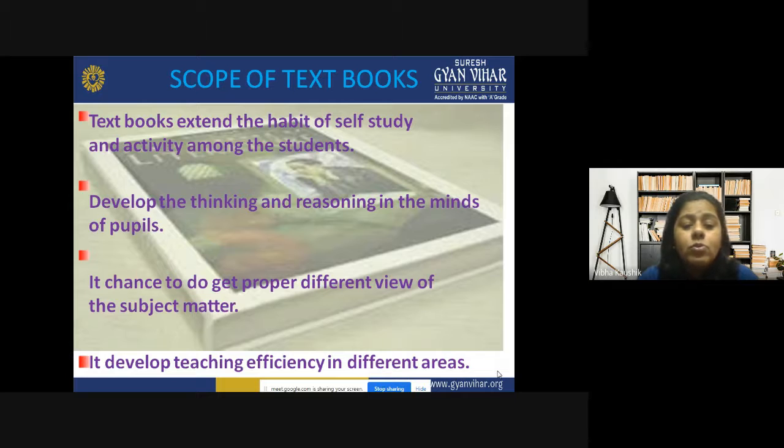It is a chance to get different views of the subject matter. With the help of textbooks, different textbooks of the same subject give us the chance to know the different views of the subject matter. It develops teaching efficiency in different areas.